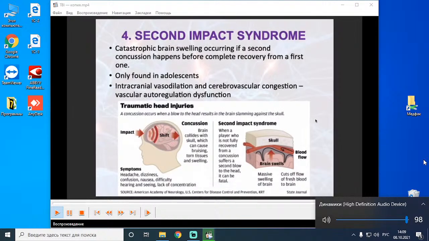Second impact syndrome. Catastrophic brain swelling occurring if a second concussion happens before complete recovery from a first one. Only found in adolescents. Intracranial vasodilation and cerebrovascular congestion. Vascular autoregulation dysfunction. Here you can see images of how it happens.